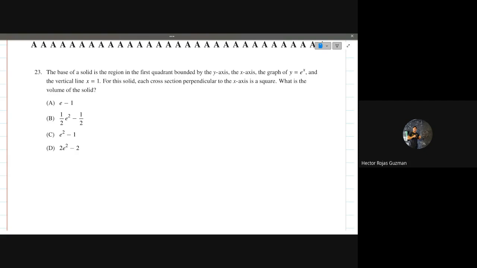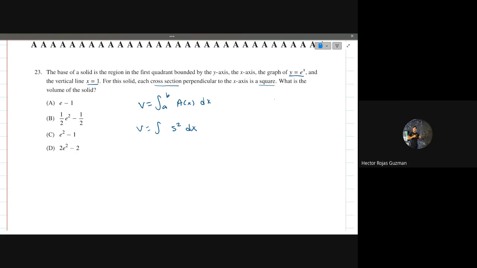The base of a solid is the region in the first quadrant bounded by the x and the y-axis, the graph of e to the x, and the vertical line x equals 1. The cross-section perpendicular to the x-axis is a square. What's the volume? In order for us to do the volume, we're going to do the integral from a to b of the area of the cross section. And in this case, the cross section happens to be a square. The formula for the area of a square is side squared.